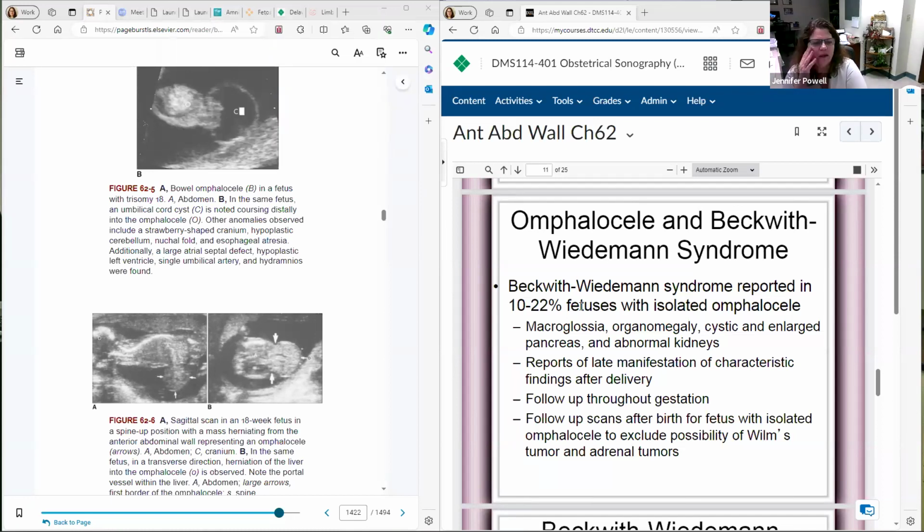Anyway, Beckwith-Wiedemann syndrome symptoms are macroglossia, so an enlarged tongue, organomegaly, cystic and enlarged pancreas, and abnormal kidneys. There are reports of late manifestation of characteristic findings after delivery, so follow-up through gestation and follow-up scans after birth for a fetus with isolated omphalocele are needed to exclude the possibility of Wilms tumor and adrenal tumor.